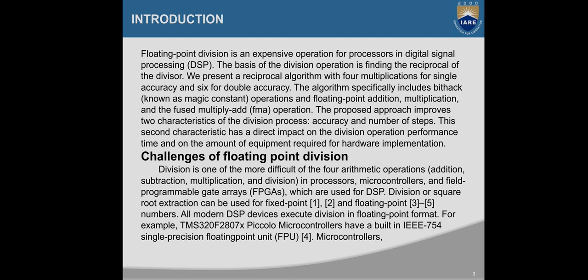Introduction. Floating point division is an expensive operation for processors in digital signal processing. The basic of division operation is finding the reciprocal of the divisor. We present a reciprocal algorithm with 4 multiplications for single accuracy and 6 for double accuracy. The algorithm specifically includes bit-hack operation and floating point addition, multiplication and fused multiply add operation.